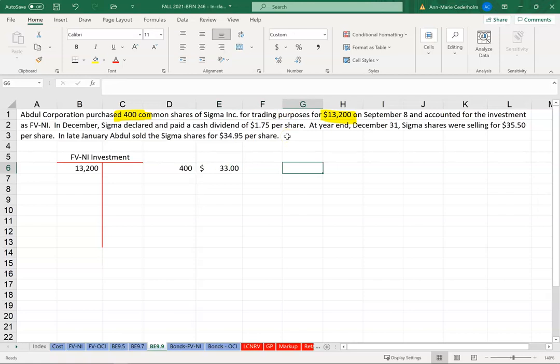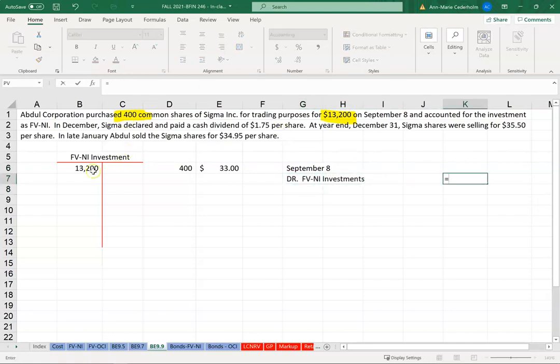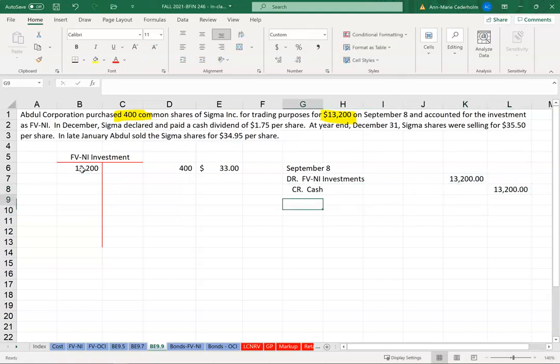So to put this on my books, I'll do my journal entry for September 8th. I'll debit my fair value through net income investments for the $13,200, and then I'll credit my cash for $13,200. And I'll just say to record purchase of shares. So we are purchasing somebody else's shares, and this is our asset.